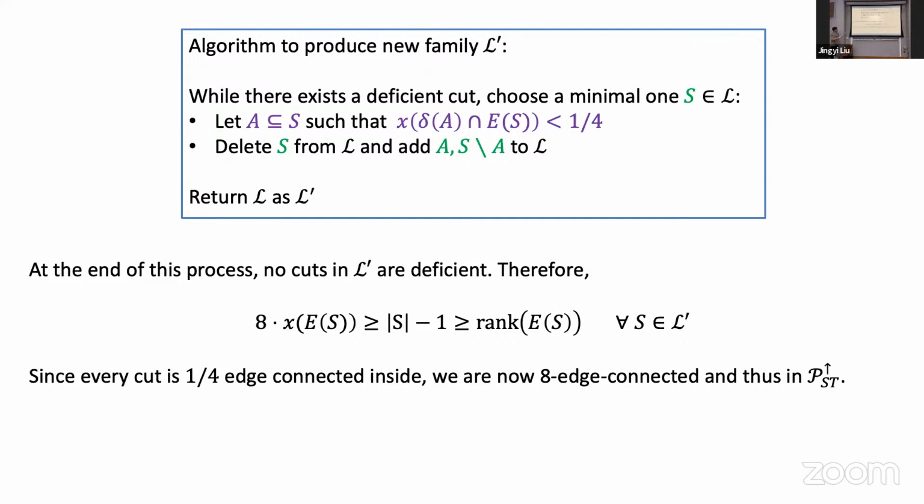So this means that for every set, we're at least above this criteria. We have at least as much as we need in order to be tight for L.